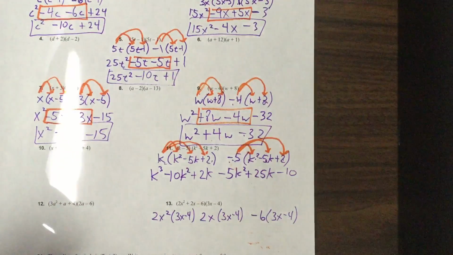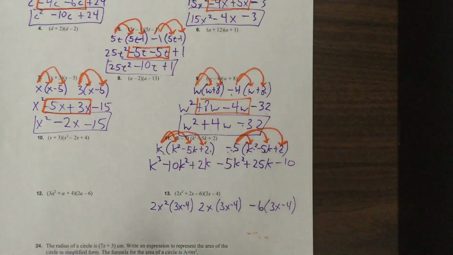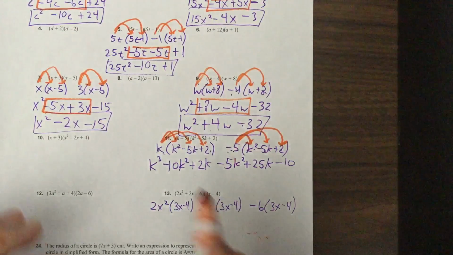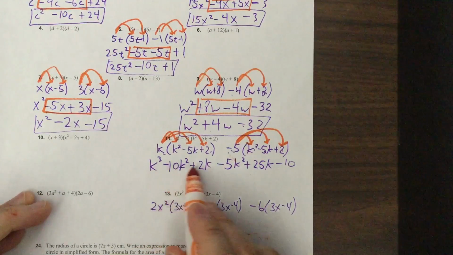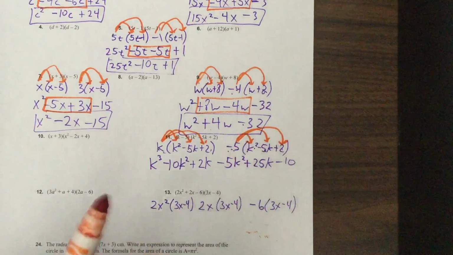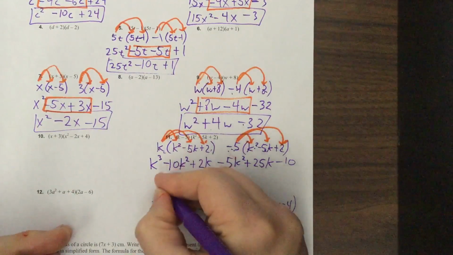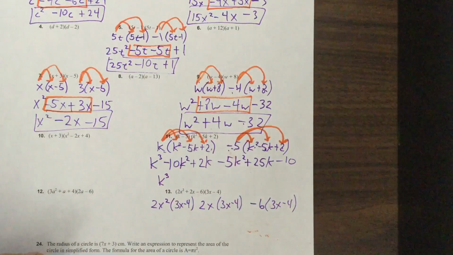Now, since we have more terms, we have more to combine. Let's go through it carefully. I have k to the 3rd power. Do I see any other of those? No. So my front term is k to the 3rd power because it's the biggest exponent I have.